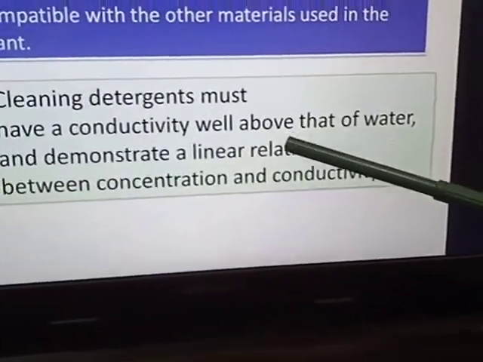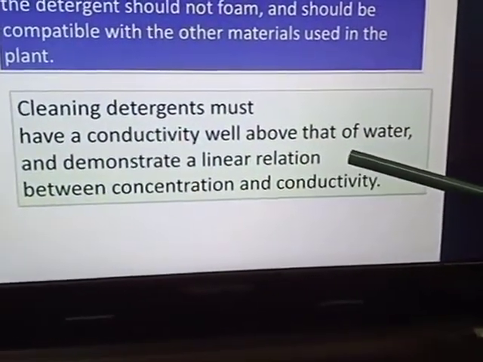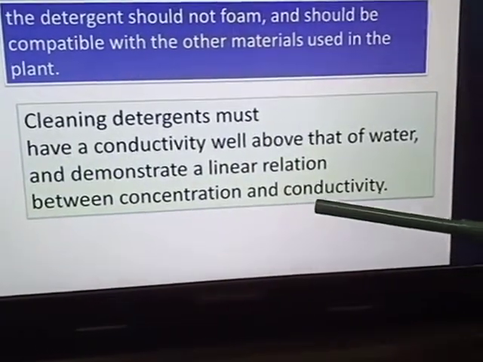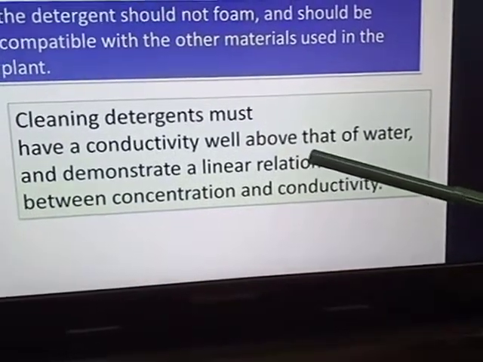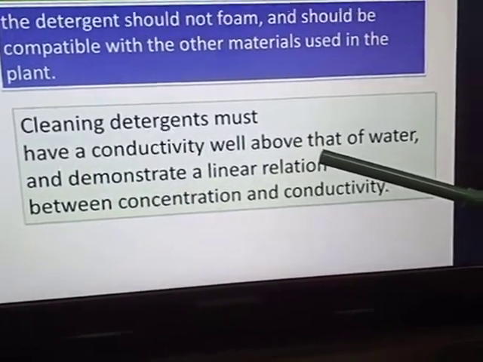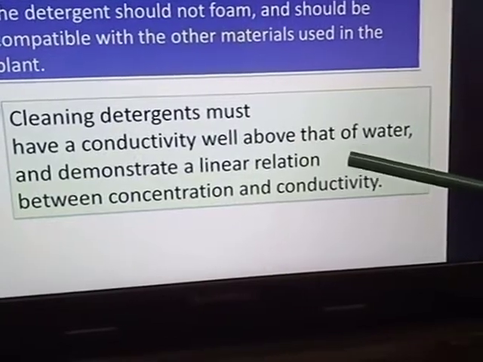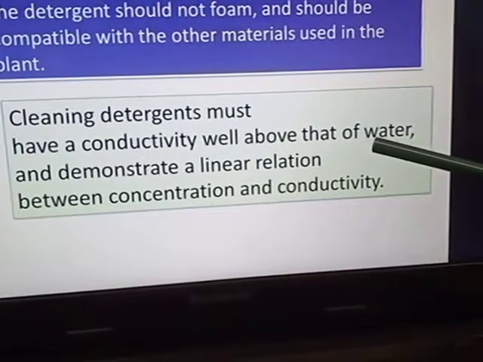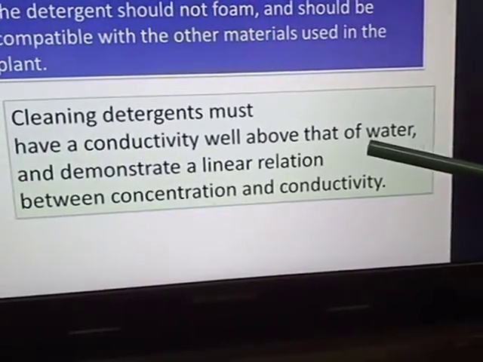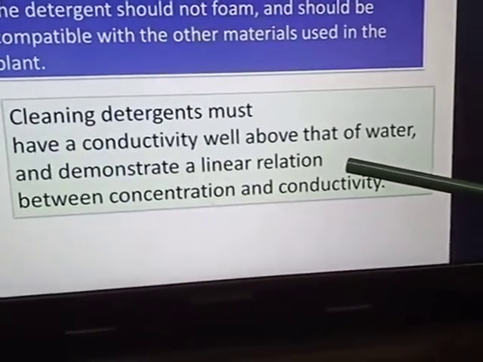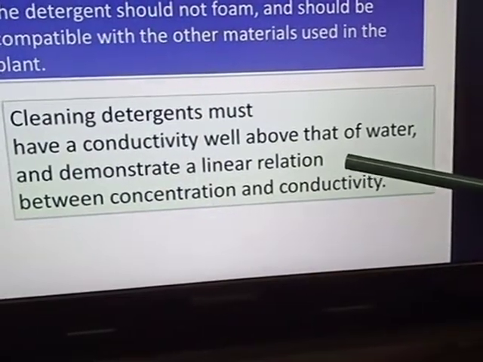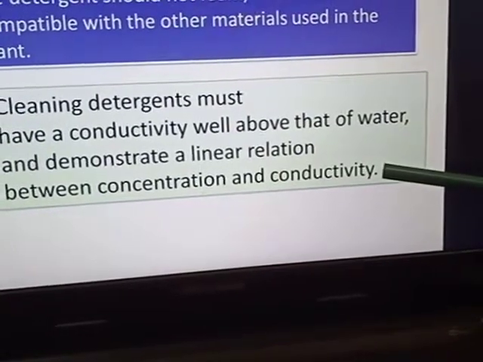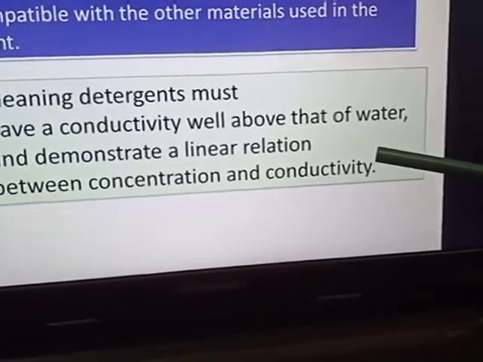Cleaning detergent must have a conductivity well above that of water, and demonstrate a linear relation between concentration and conductivity, meaning that you can measure conductivity. If you put in detergent, the conductivity will be very different from pure water, because you are going to use equipment for analyzing the conductivity of water to know the concentration of detergent in water.